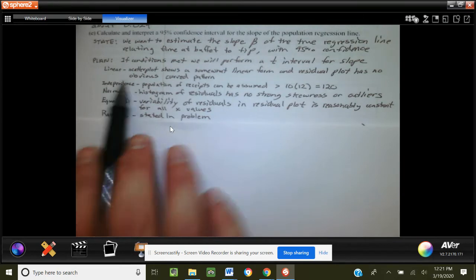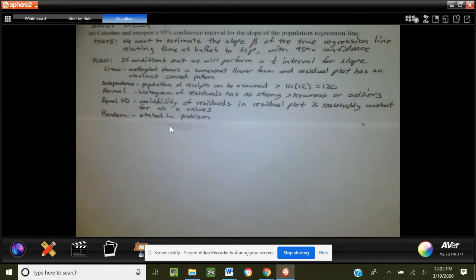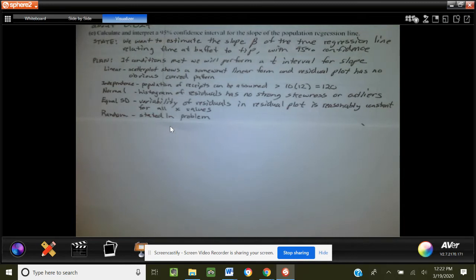For the linear condition, if we go back to our graphs, no obvious curve pattern in the residual plot, so we're good there. The scatter plot also shows a somewhat linear form, but you don't necessarily have to mention the scatter plot when you check the linear condition. For the 10% condition, our sample size was 12 receipts. So the population of receipts at this restaurant can be assumed to be greater than 10 times the sample size, which was 120.